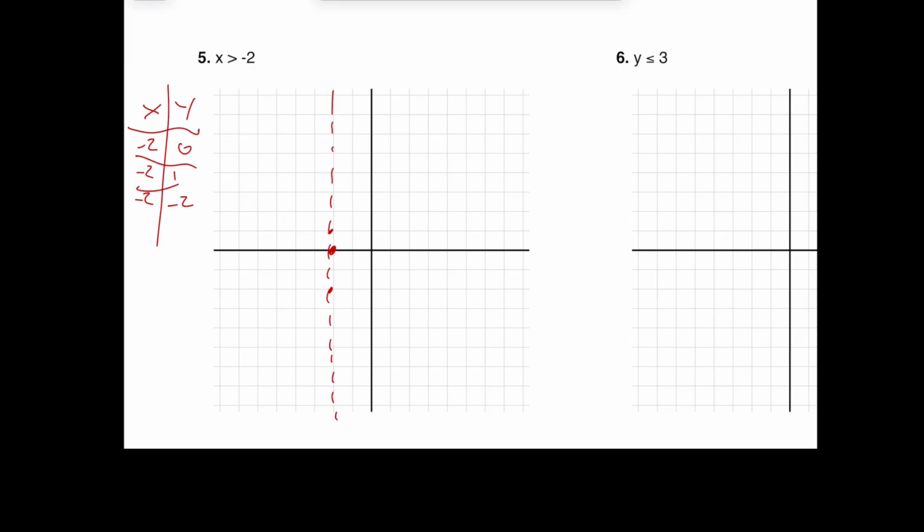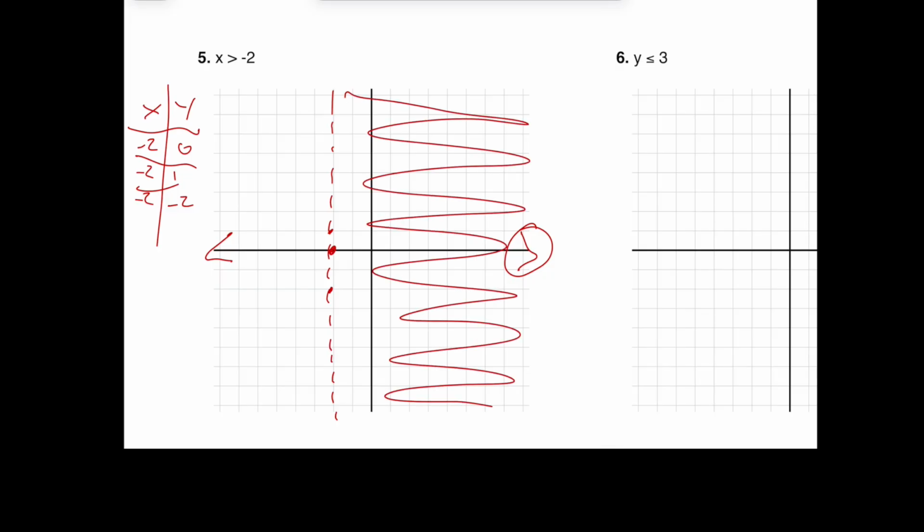Okay, now do my x's get greater that way or do they get greater that way? My x's get greater this way, so I want to shade this side of the graph.